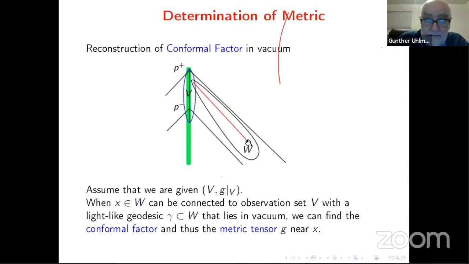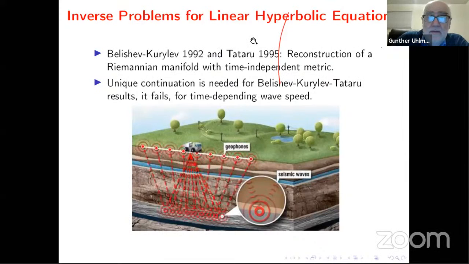Okay, so now I go to active measurements. For the case of Riemannian metrics, I will describe this result more precisely: Belishev and Kurylev, using the unique continuation theorem of Tataru that was proven later. They show that you can recover a Riemannian metric, but this is time independent. And this theorem of Tataru is needed for this method to work. It's called the boundary control method. Where the speed is time dependent it does not work. Or you need to assume that the wave speed depends analytically on time, which is a very strong assumption.